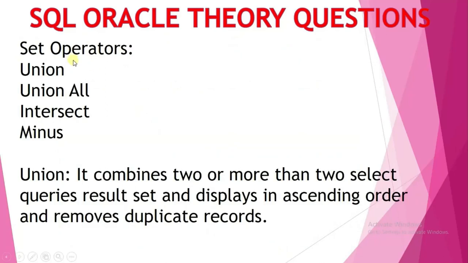Next, coming to set operators. What are the set operators here? Union, union all, intersect, minus. So what is union? It combines 2 or more select query result sets and displays them in ascending order, and it removes the duplicate records. This is what the union set operator does.